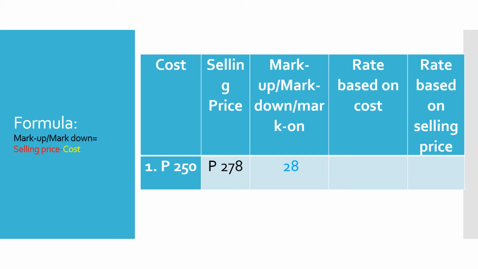Now, given this example, the cost is 250, the selling price is 278. Now, looking at the formula, sabi dito, dapat selling price less cost. So, 278 minus 250, the markup is 28.